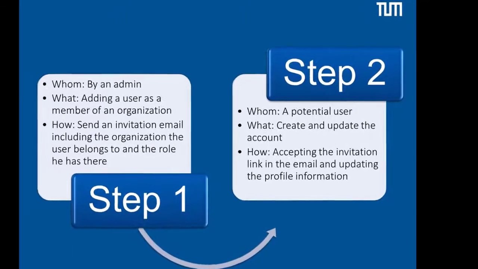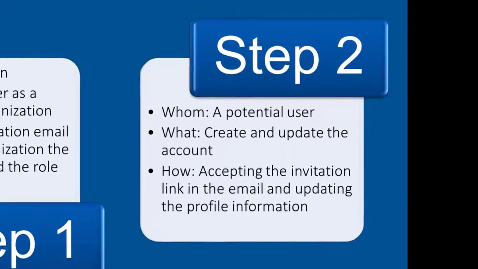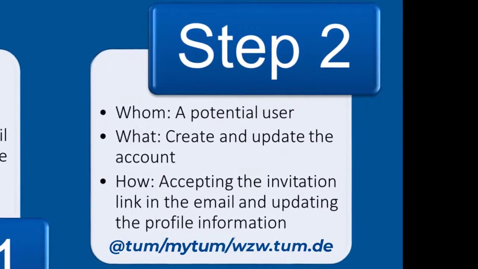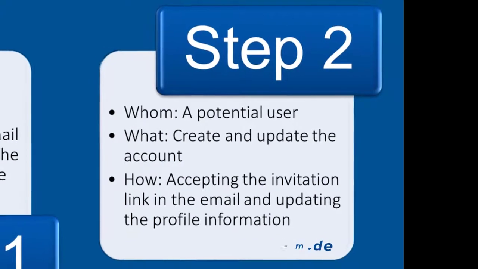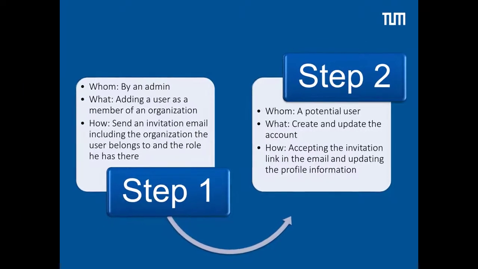After receiving the invitation email, you should create or update your account. Please note that at the moment, our catalog only supports email addresses with domain names at tum.de, at mytum.de, and at wzw.tum.de. While you are creating your account, if you give an email address with another domain, you will receive an error message and you won't be able to finish the process of creating your account. After creating your account and updating your information, you can log into the catalog and you will be ready to work with the catalog as a member of one of our organizations.